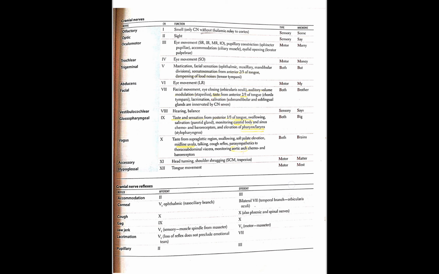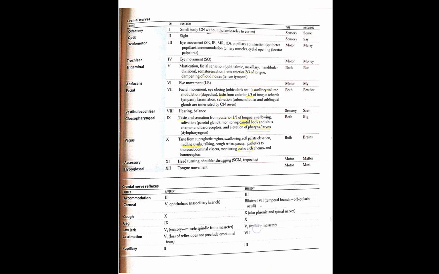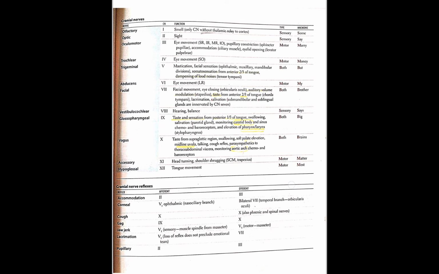Jaw jerk is 5th nerve, third component, that is masseter, and lacrimation is 5th nerve, first component, and 7th nerve is efferent. Jaw jerk both afferent and efferent, 5th nerve. Okay, V3, and here V1 and V7. So that's all we need to remember about the cranial nerves, their functional components, whether they're sensory or motor, and reflexes related to that. I hope you will find it useful.